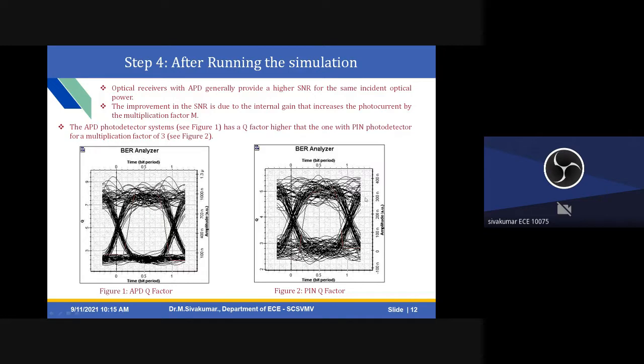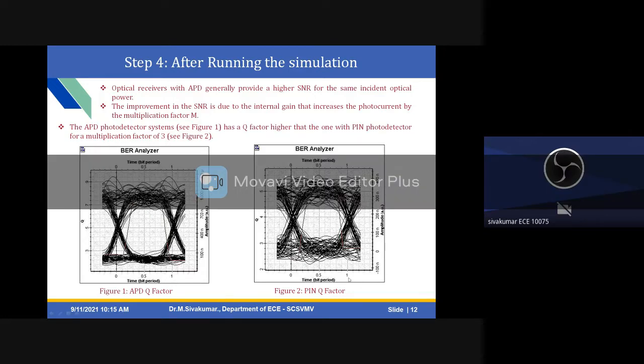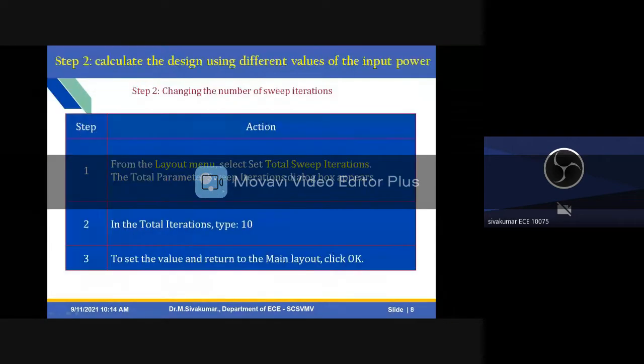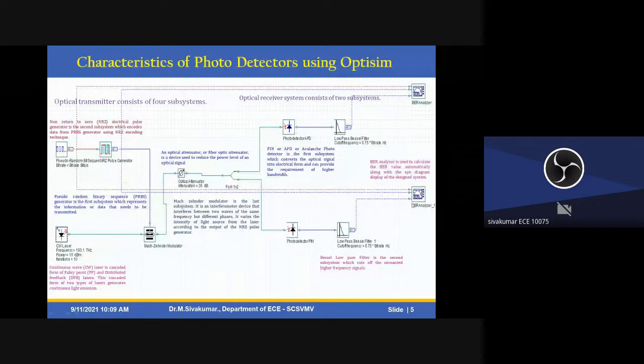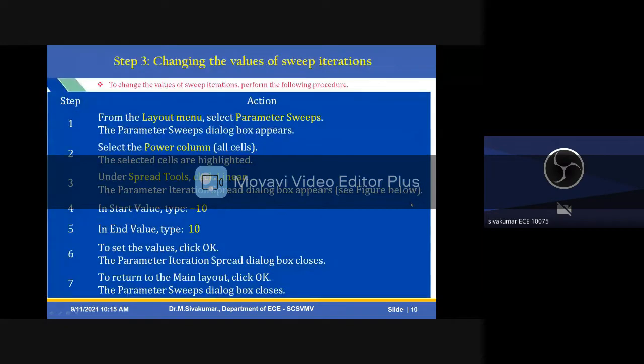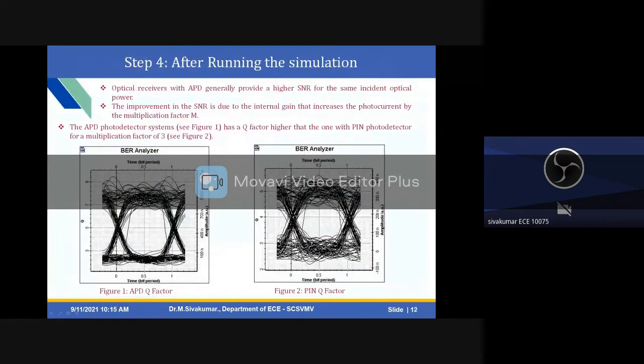Okay, then next one. This is for Q factor of pin diode. Okay, this is the output. This is for photodetector BER analyzer. This is for APD photodetector BER analyzer. If you click on BER analyzer, it shows like this. And next one. Okay, this is for APD. This is for pin diode BER analyzer.